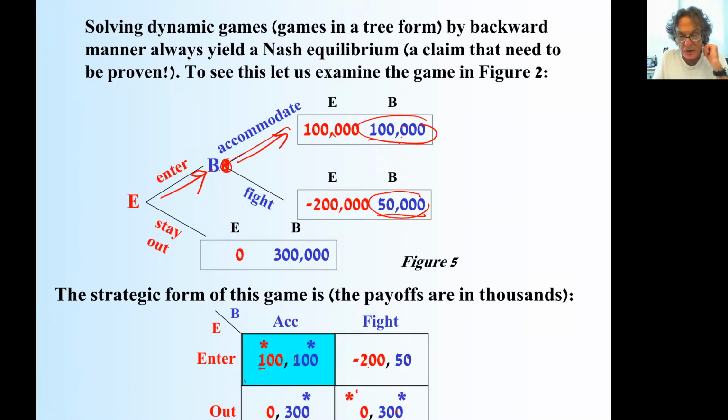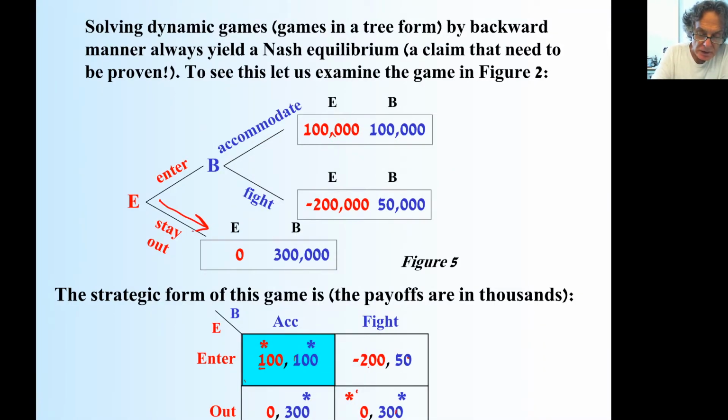So this is the perfect equilibrium, the one that we obtained by backward induction, 100 each. Now, what is this equilibrium with zero? I am out because you fight. I'll tell you what this equilibrium is. Let's write it. Okay, he's out.